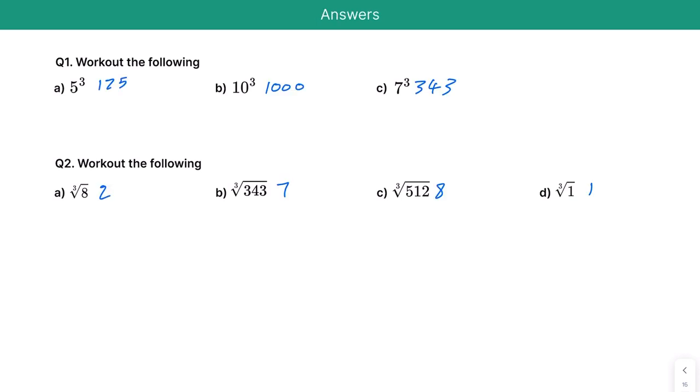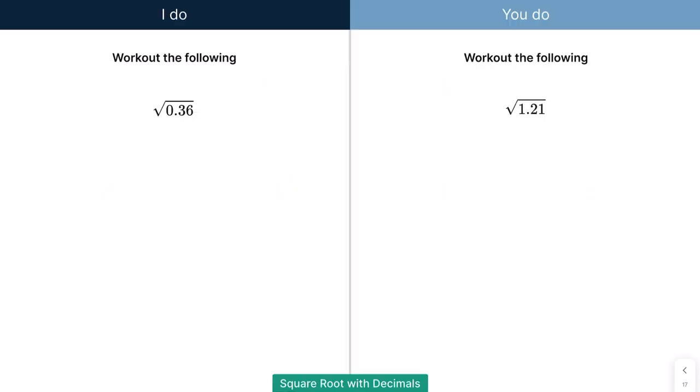Here are the answers. Moving on, we are now looking at square roots with decimal numbers. Now this looks familiar to the square root of 36, which is 6. But this time we have 0.36. So we can see the decimal has hopped twice. So the answer here is going to be 0.6 times 0.6, because the decimal has hopped once, twice altogether. So the final answer is 0.6.